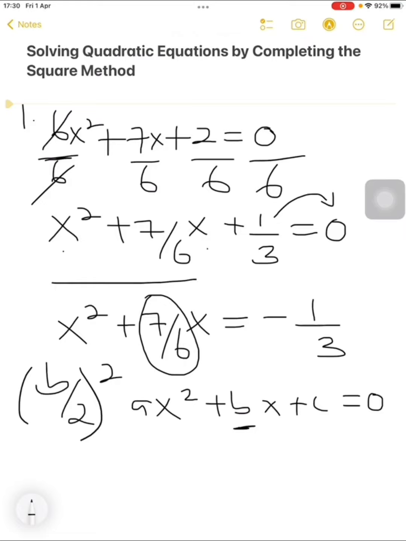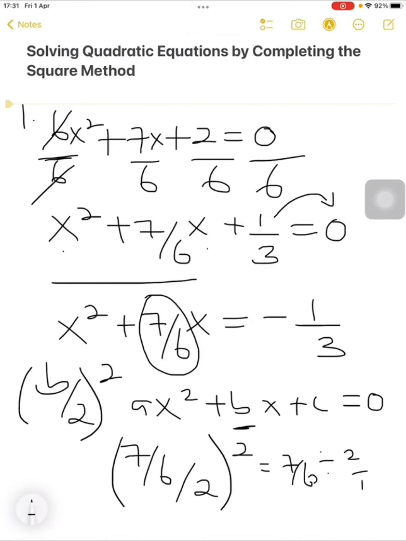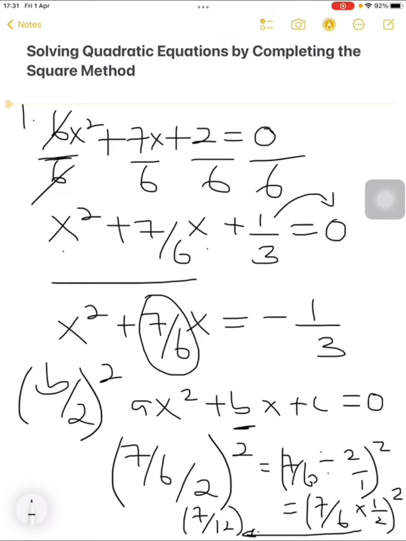So for instance, let's first calculate what we are going to add. Maybe our b is 7 over 6. We have to divide by 2 and then we square. This is the same as 7 over 6 divided by 2 all over 1, and then we have to square. And this is the same as 7 over 6 multiplied by 1 over 2, and then we square. And this is the same as 7 all over 12, and then you square. All right, so it's going to look like this.